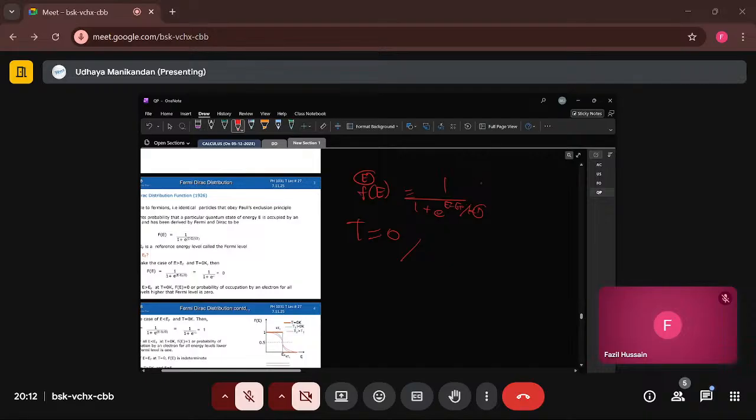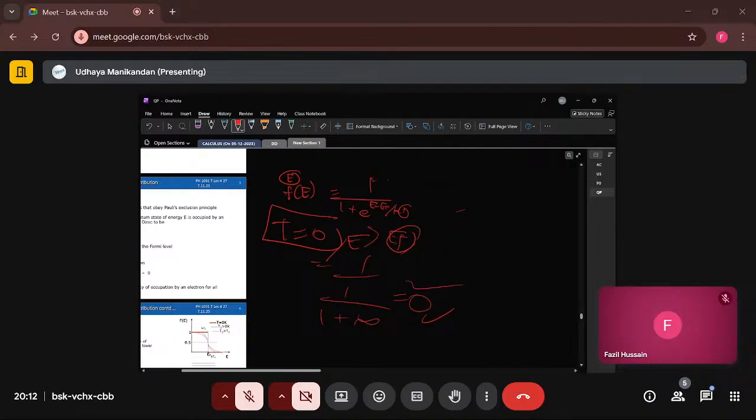We know that e to the power infinity is infinity, and e to the power minus infinity is 0. So we can just substitute that. That's why we took T equal to 0. Let's take E greater than EF. Then the exponent is positive infinity, 1 plus e to the power positive infinity, and 1 by infinity is 0. What is the probability that you have an electron above the Fermi level at 0 Kelvin? Literally 0.